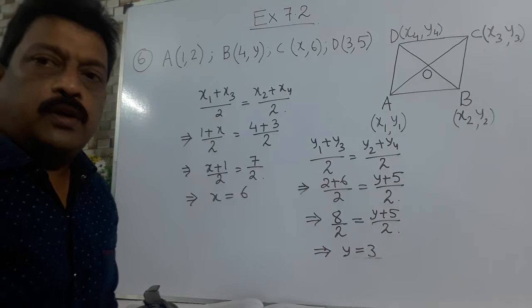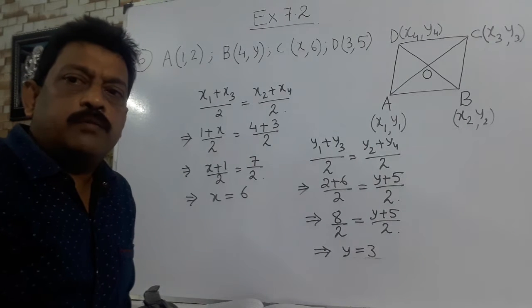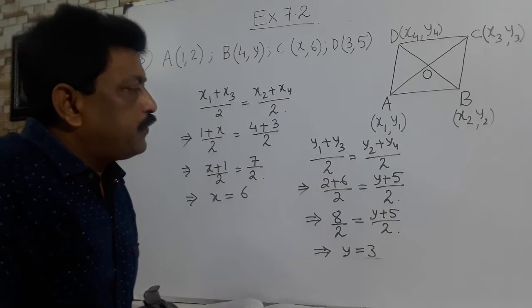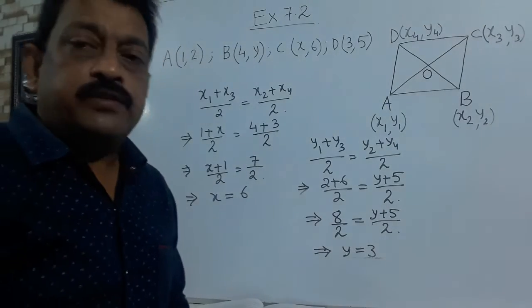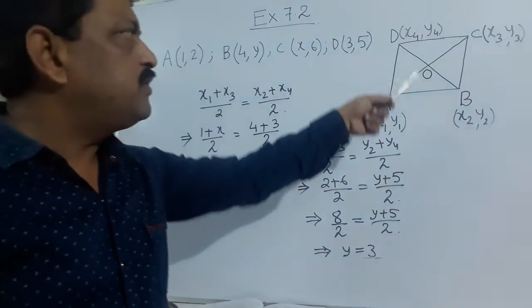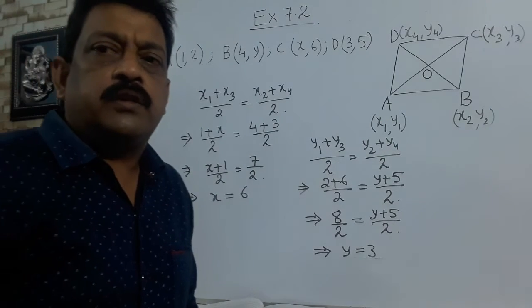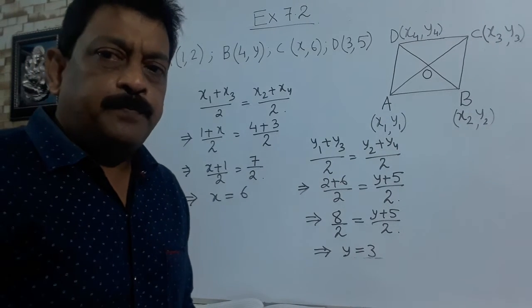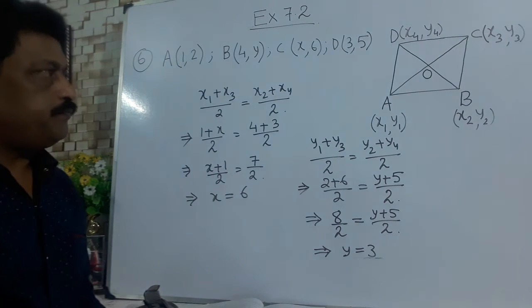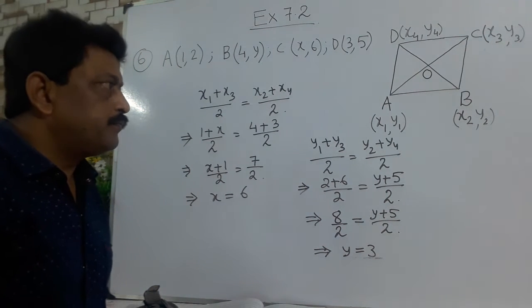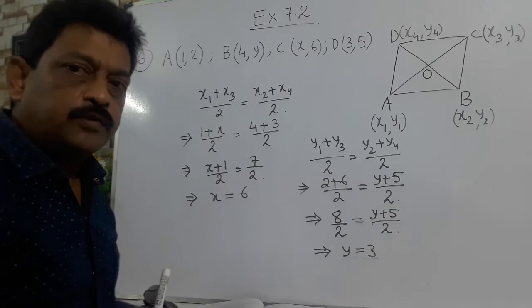That is the answer. So in this way we can use the midpoint formula to find either the point of intersection of the diagonals, or if any missing quantity is there, then we can easily find it. Okay, just go through it. Hope you have understood. Good.